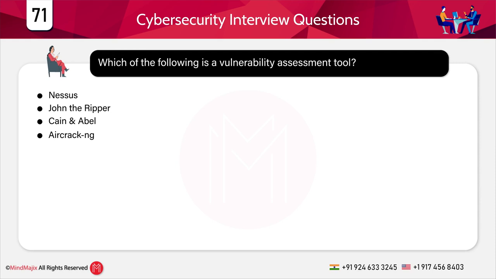Similarly, Cain and Abel and John the Ripper are also password cracking tools. In this case, these are not vulnerability assessment tools, but Nessus is a vulnerability assessment tool, an automated one. You can start a scan for a target, and it is going to provide you with the entire vulnerability assessment report, around 200 pages if you see the full report, and then you work accordingly.